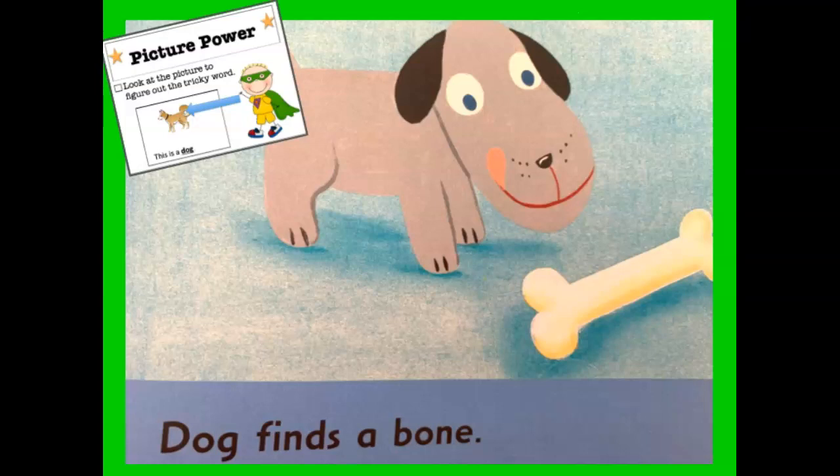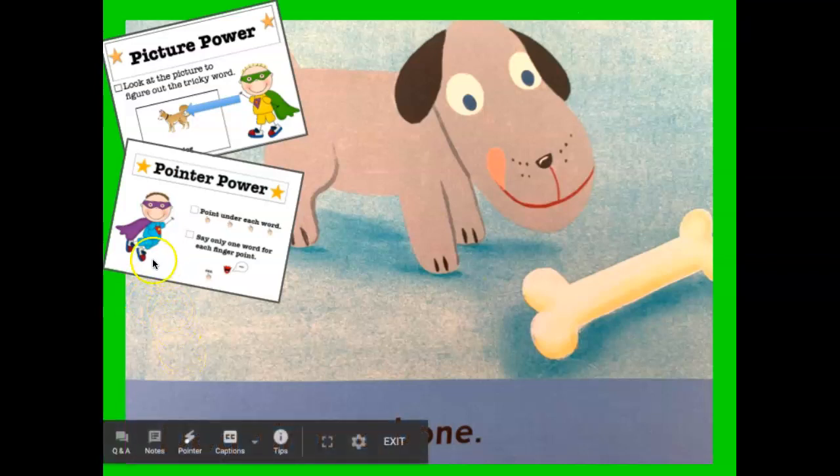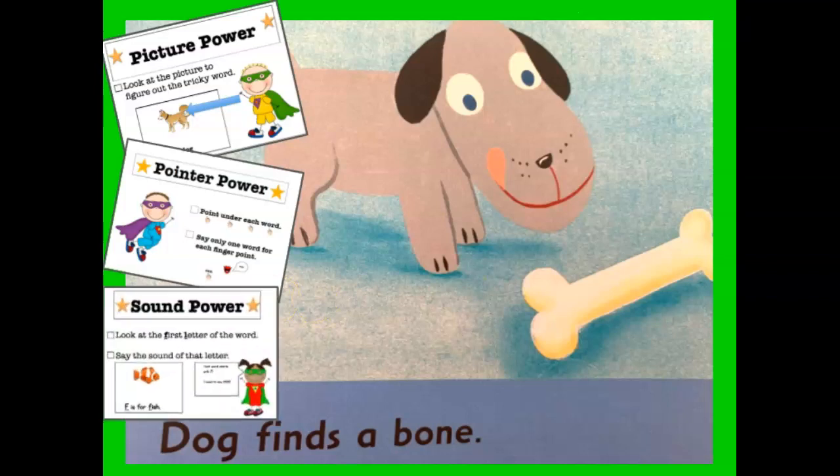Okay, time to activate pointer power. This does not say mouse, does it? The first word. I need to get my lips ready to say the first sound. Activate sound power. D, d. Oh, I see dog in the picture. Dog starts with d. Dog. Yes, this must be the word dog. Okay, dog.